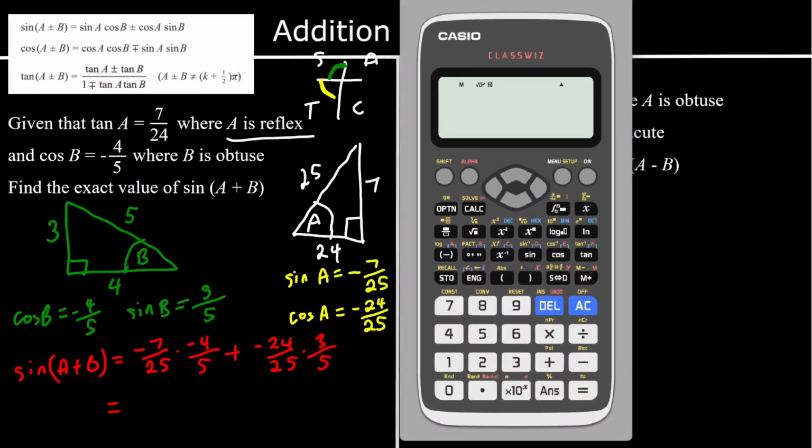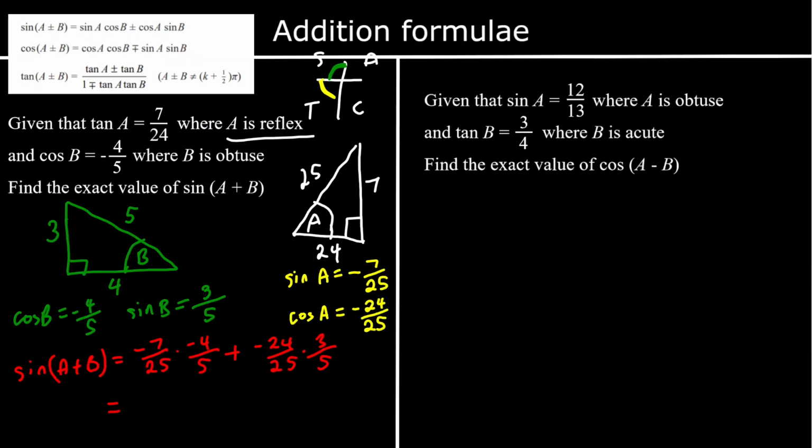So we have negative 7/25 times negative 4/5 plus negative 24/25 times 3/5. And we get negative 44 over 125. So that is our answer. One for you to try. Give it a go.